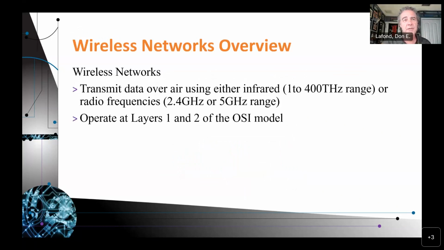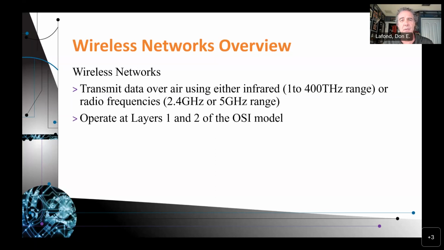Wireless networks. Obviously, they're wireless. They transmit data over the air using either infrared, in the 1 to 400 terahertz range, or radio frequencies, 2.4 gigahertz or 5 gigahertz. You're familiar with the radio frequency, RF, range for all of your Wi-Fi and IoT devices. Anything that's connecting to, say, your router is going to be in this range, 2.4 or 5 gigahertz.